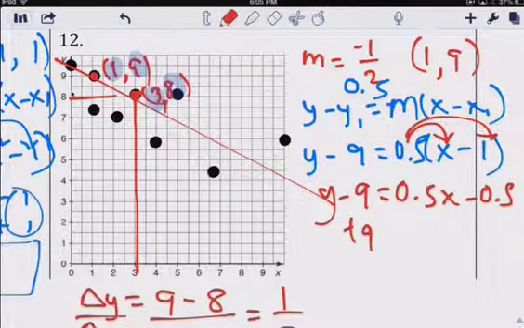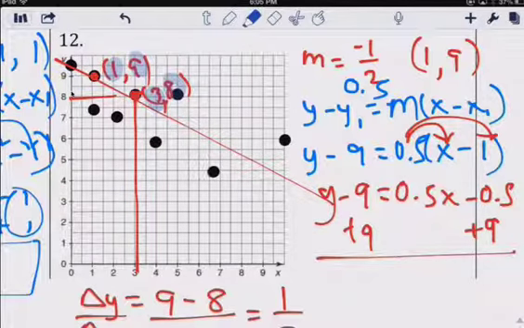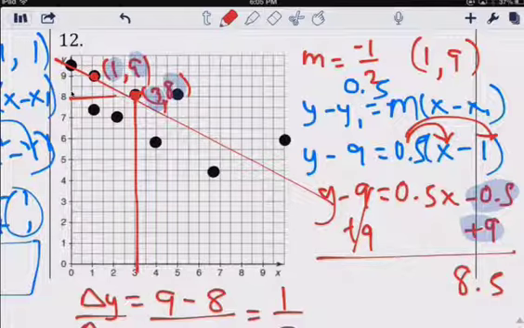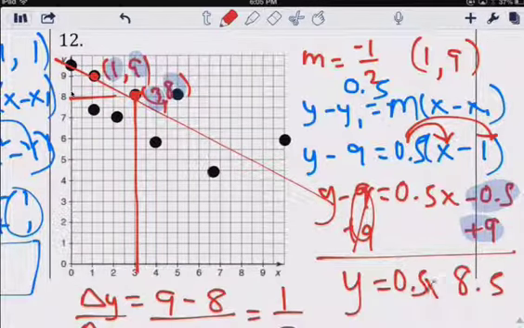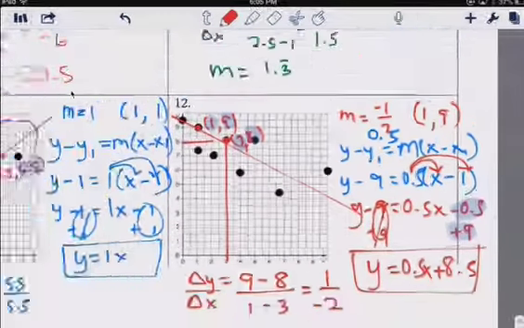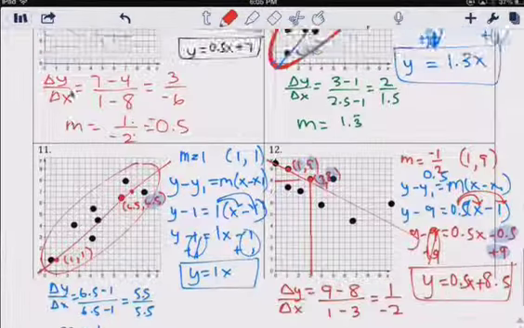Add 9 to both sides. Use your calculator. 0.5 plus 9, you will get a positive 9.5. And that's y minus 0 equals negative 0.5x plus that. And that's our answer. And that's it.